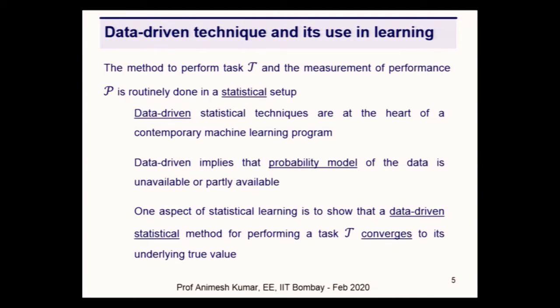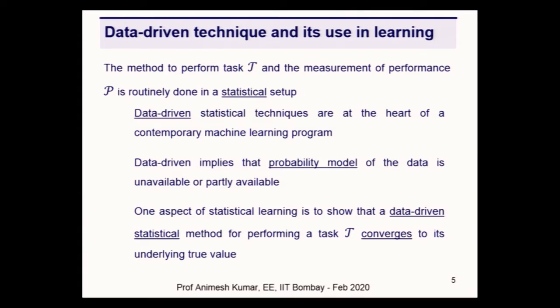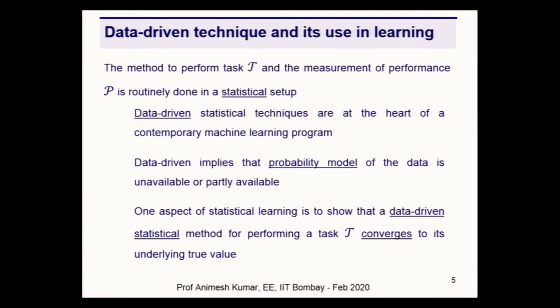So if you look at machine learning right now, the data driven statistical techniques, data driven meaning not much assumption is made about the distribution of the statistical or probabilistic data to begin with. So you don't assume Gaussianity, you don't assume that variable is Poisson, no such assumption is made. And so that's where it starts. So it's a data driven statistical technique, and this would be at the heart of any contemporary machine learning program.